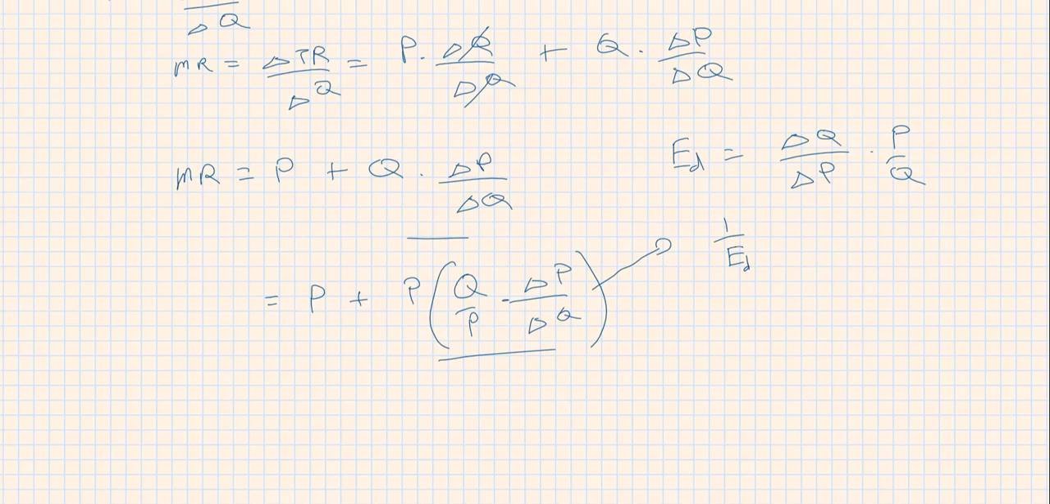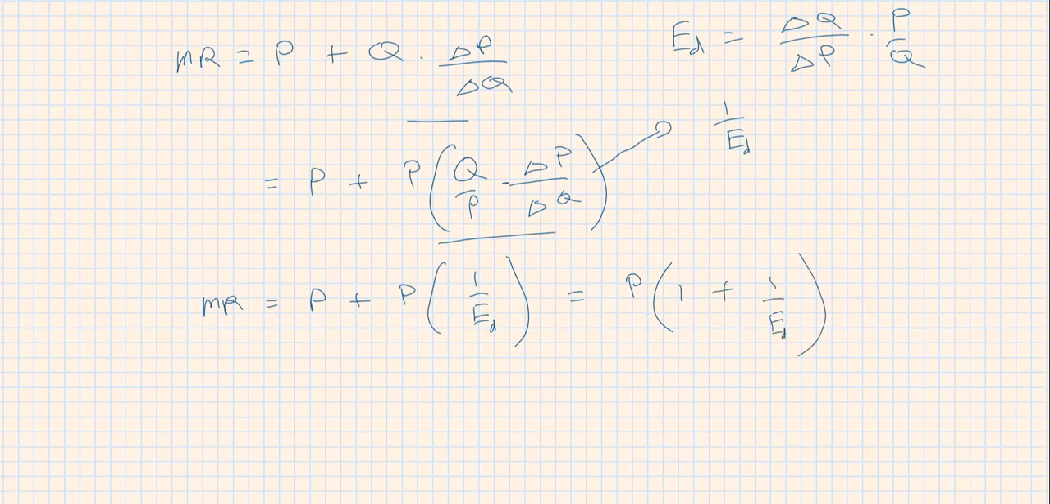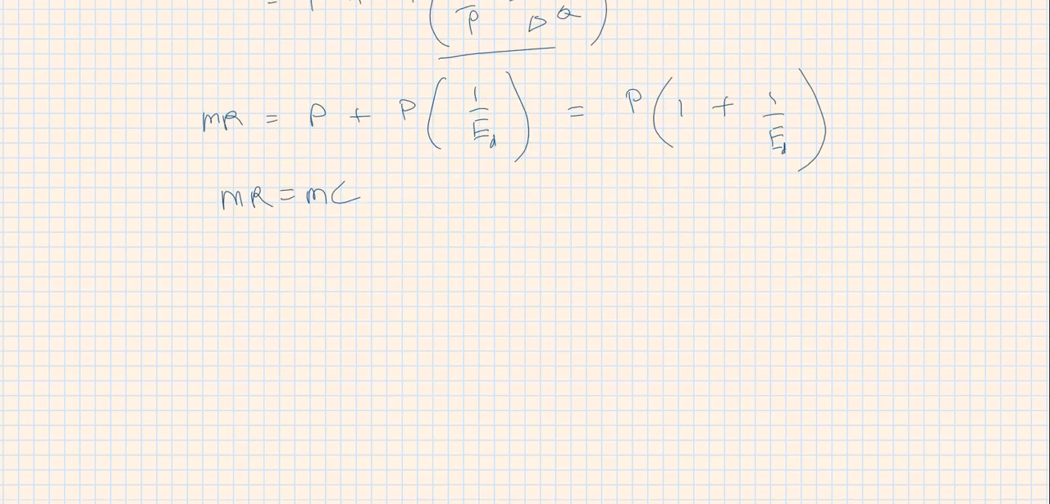And we can make use of this fact in our equation to write it as MR equals P plus P times 1 over elasticity of demand. And then taking P as common, we can write this as P times 1 plus 1 over elasticity of demand. Now, also notice that to maximize profits, the critical condition is that MR equals MC. Now, given that MR equals MC, we can replace our left-hand side with MC. We get P plus P times 1 over ED.